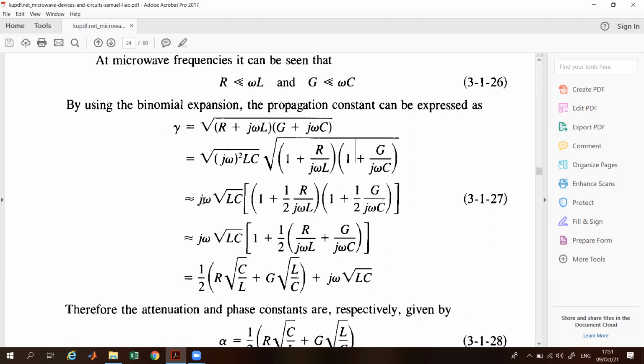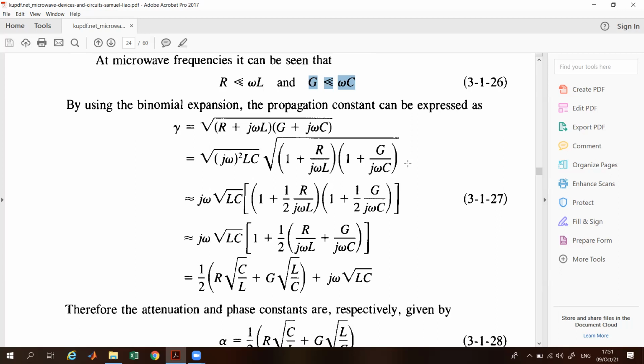This is equivalent to j omega times the square root of LC times 1 plus, because this condition is there. In the binomial expansion, when x is less than 1, we can say it is equal to the first two terms. So it will be 1 plus one half, since the power is 1 by 2, so 1 plus R divided by 2 j omega L, and again 1 plus G divided by 2 j omega C.